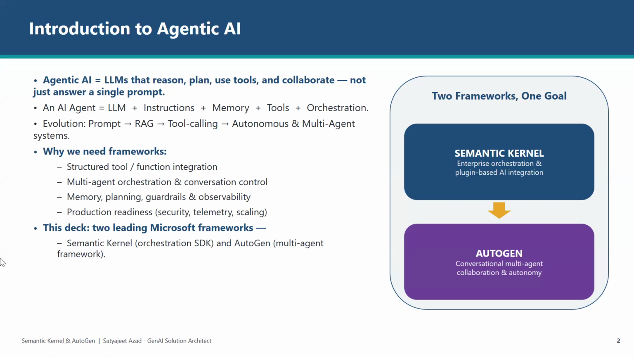When you say agentic AI, it's like an LLM that can reason, plan, use tools, and collaborate, not just answer a single prompt. Whenever your system is answering a single prompt, it's like a simple chatbot, like when we interact with ChatGPT. But when you have an AI agent, you have LLMs, tools, memory, and some orchestration, right?